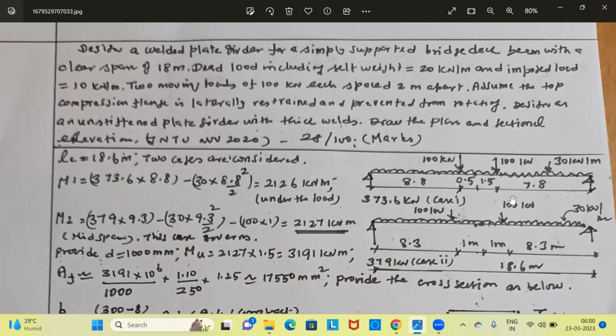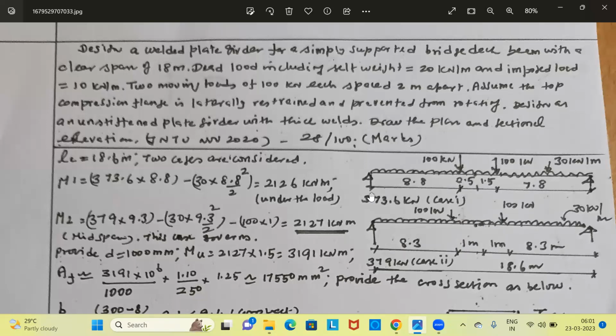These are the two load cases we have to investigate for calculation of bending moment. This is first case where one point load is placed at a distance of X by 4, that is 0.5 meter from the midspan. In the second case, both the point loads are placed equidistant from the midspan. For these two cases, we have to calculate the maximum bending moment. Here, the maximum bending moment occurs under the load. Please note, here the maximum bending moment occurs under the load.